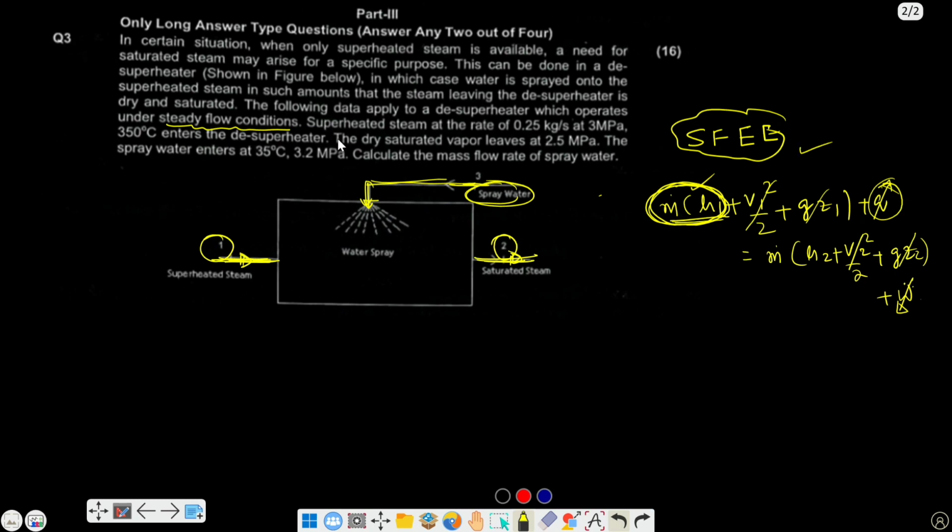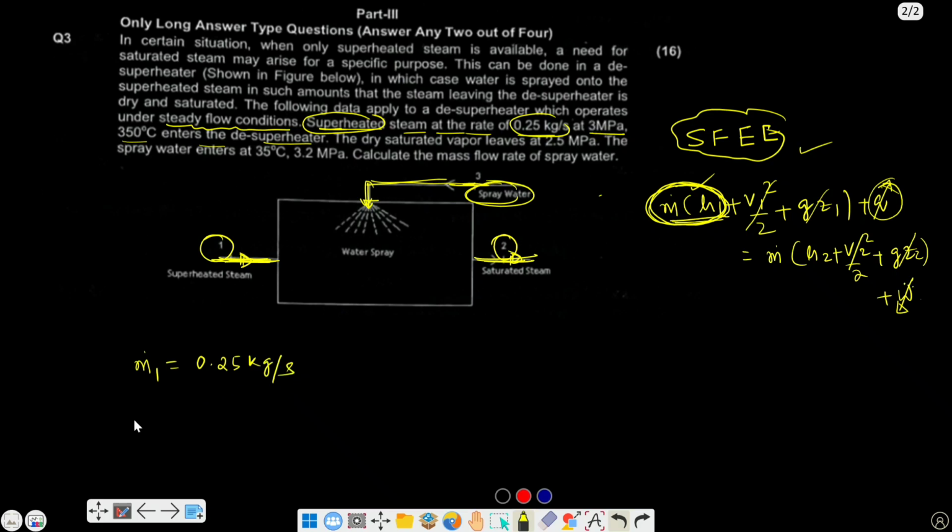Let us see the conditions given to us. Here it says superheated steam at this pressure in Pascal and this temperature enters the desuperheater. So superheated steam is entering. What is the mass flow rate? It is this much. So we can write the given data: m dot 1 is given to us as 0.25 kg per second.